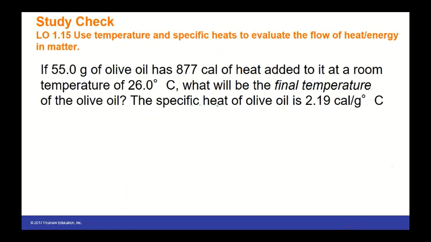So this question is asking us to find the final temperature. What do we have? We're given 55 grams. We have 877 calories of heat. And the initial temperature is 26.0 degrees, after we add the 877 calories of heat.